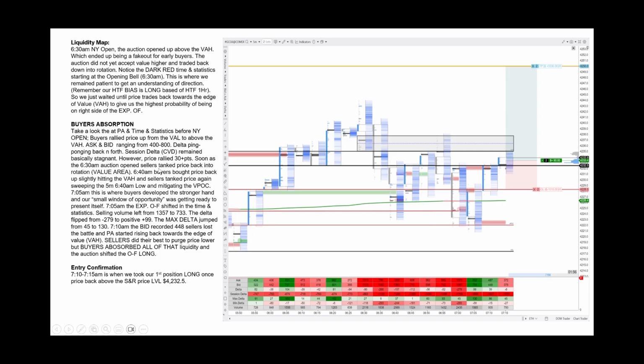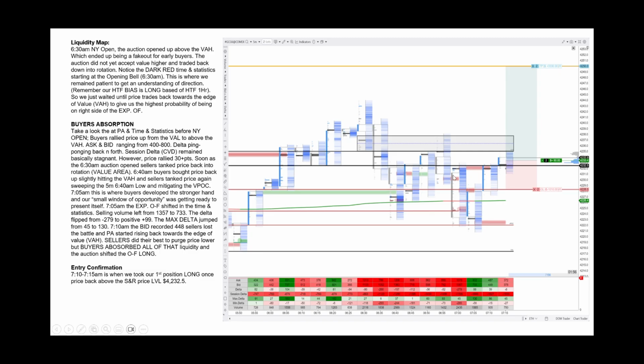Okay, and we're going to get into the time and statistics. Now let's get back to the reading. So 7:05 a.m. This is where buyers developed a stronger hand, and our small window of opportunity was getting ready to present itself. 7:05 a.m. The expectational order flow shifted in the time and statistics. Selling volume left from 1357 to 733.